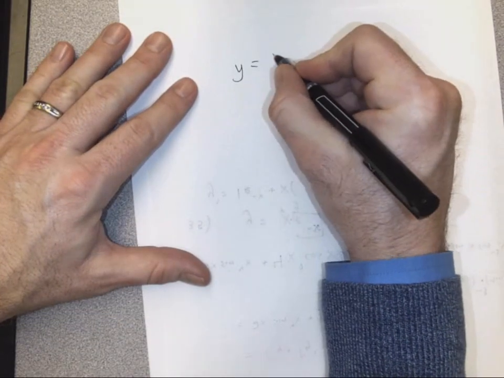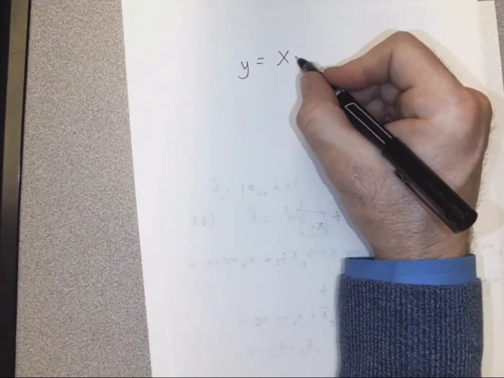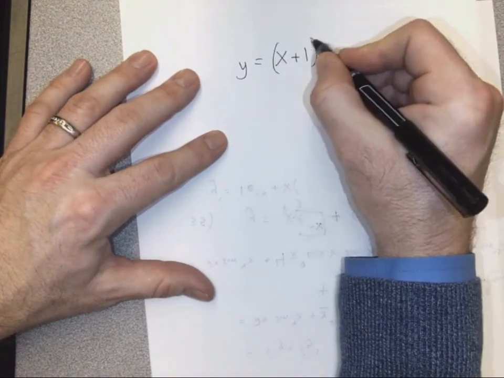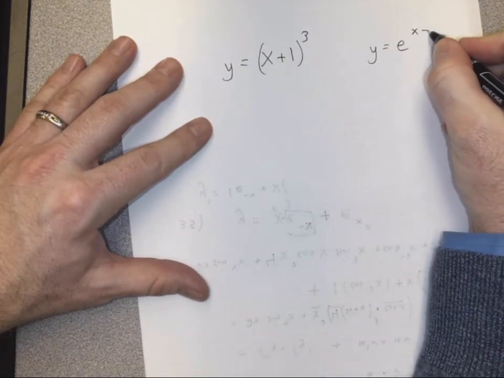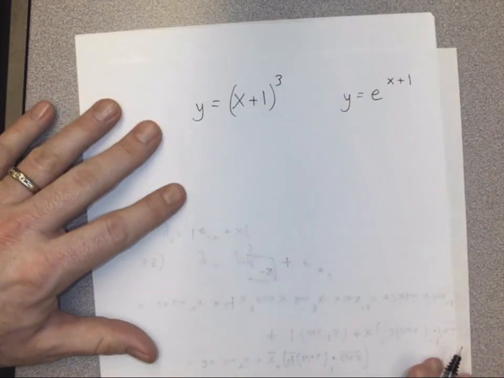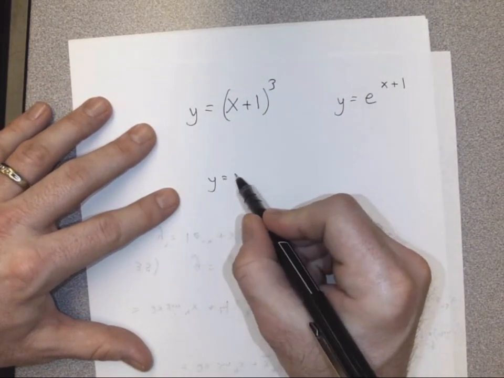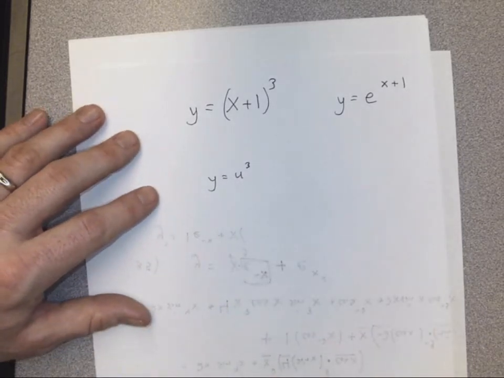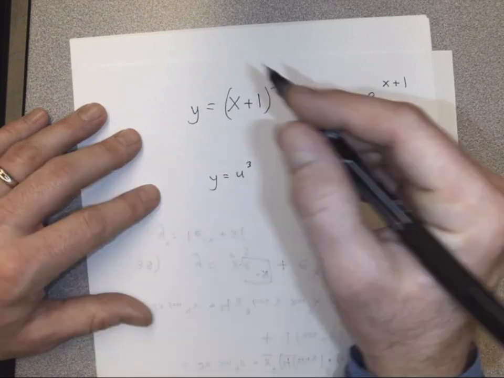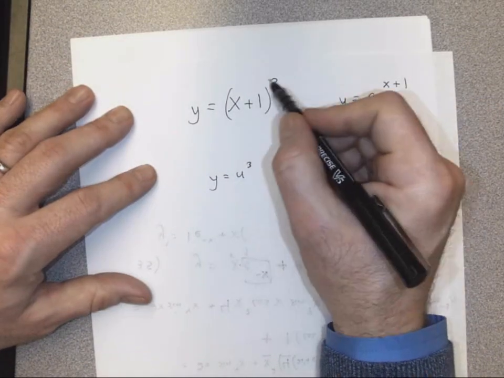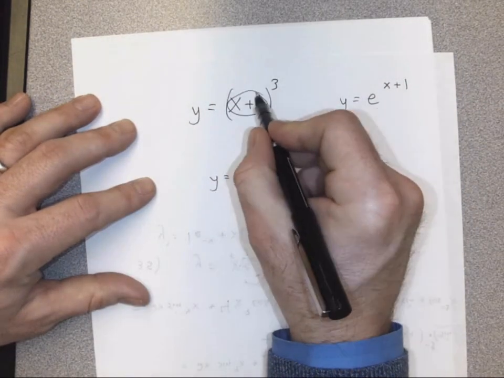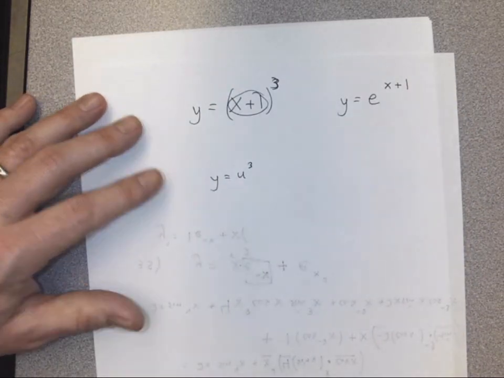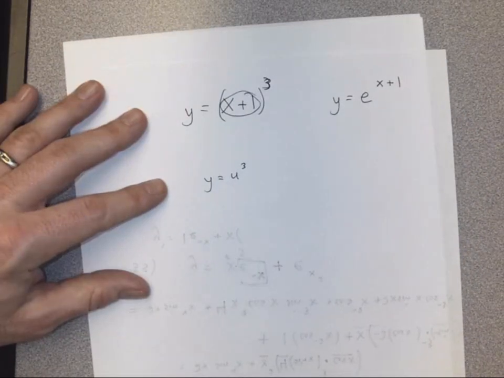If I say y is equal to x plus 1 cubed, or if I say y is equal to e to the x plus 1, this is a polynomial. This essentially is born of u cubed, right? Does that make sense? Where's the variable live? Is it the base or the exponent right now? Where's the variable? This is the base. So this is the inside function and this is the outside function, right? The input's the inside function, the constant's the outside function, right?